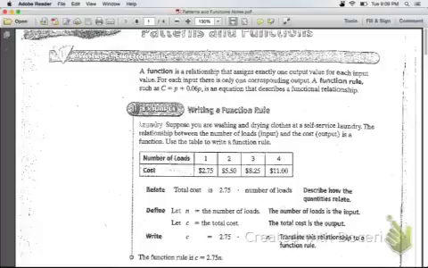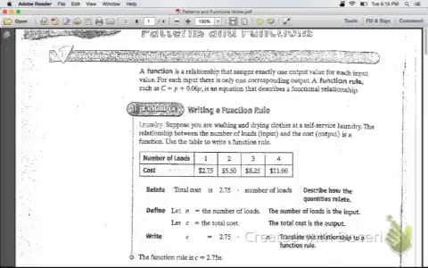It says a function is a relationship that assigns exactly one output value for each input value. For each input, there is only one corresponding output. A function rule such as c = p + 0.06p is an equation that describes a functional relationship. So in example 1, suppose you're washing and drying clothes at a self-service laundry. The relationship between the number of loads, input, and the cost, output, is a function. Use the table to write the function rule.